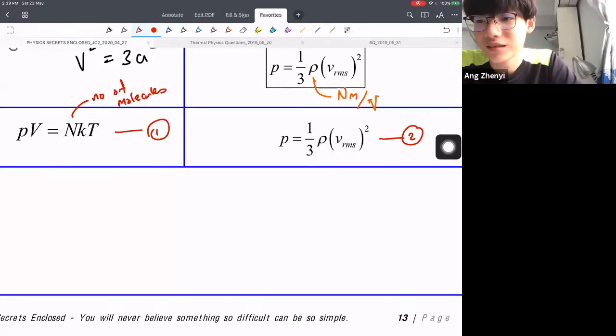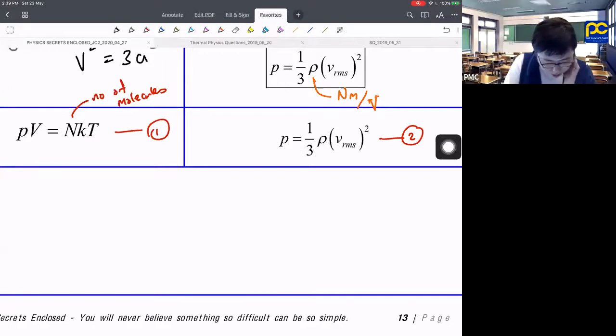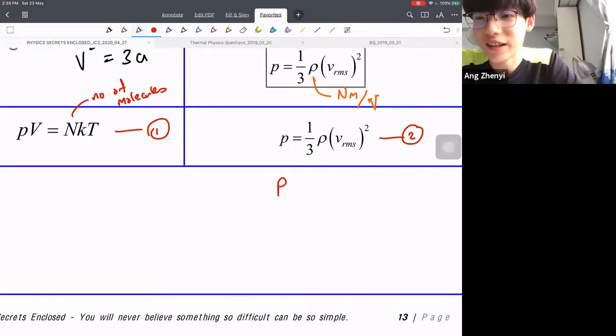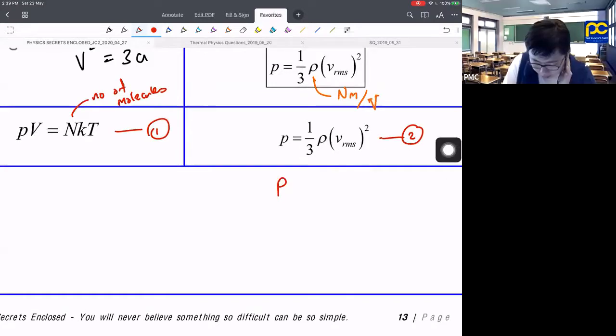Can you help me put it in here? Where's the volume? Density there. I bring it out. I bring it to the left hand side so that you can see it's the same. We compare whether it's the same or not.